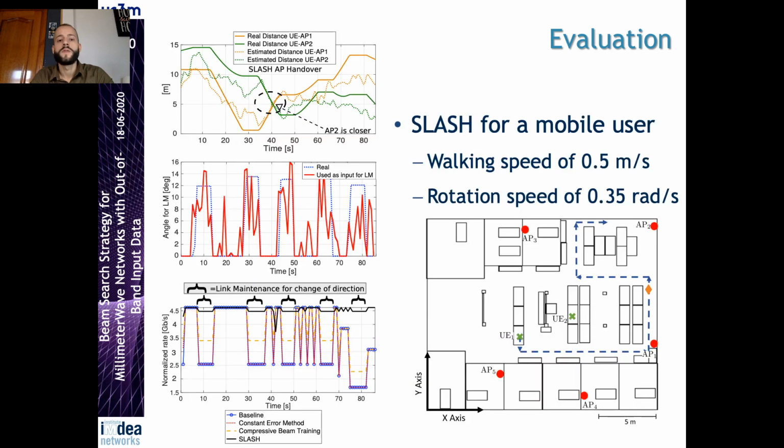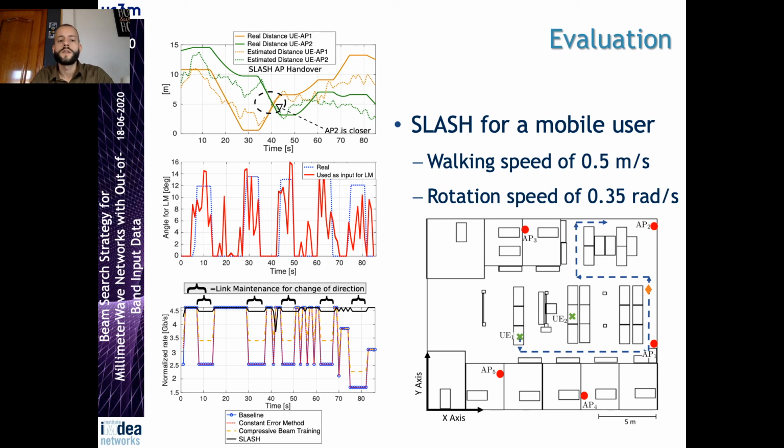Then we move to the evaluation of SLASH for a mobile user, and we studied the performance with a user moving at a walking speed of around 0.5 meters per second, and the rotation of the user is about 0.35 radians per second. For this trajectory, you can see the blue line in the plot. In this scenario, we are using only access points number 1 and 2, as the other three access points don't provide good coverage, being in office rooms.